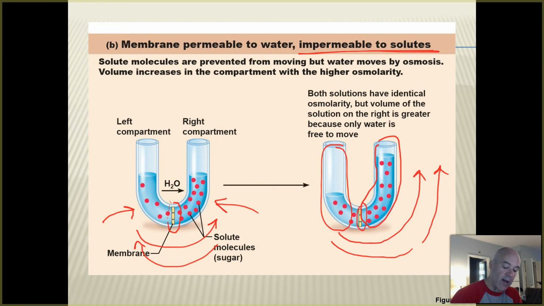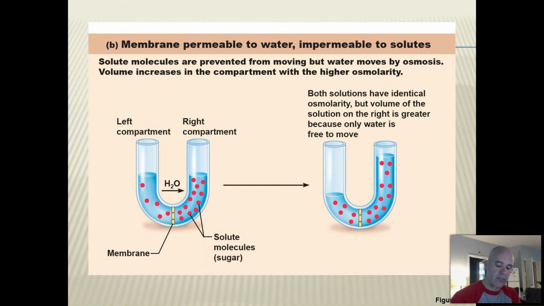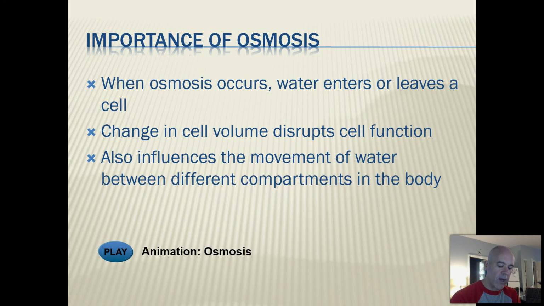You could use something like dialysis tubing, which is used for dialysis patients, to mimic that type of process. All right, and if you notice there, that continues until you have your solute concentration even out on each side of that membrane in the U-shaped tube. Okay, and so that's how your cell membranes behave.